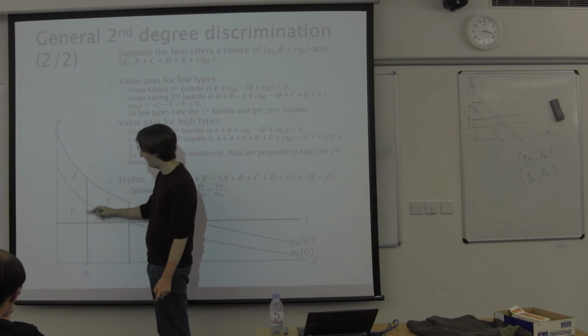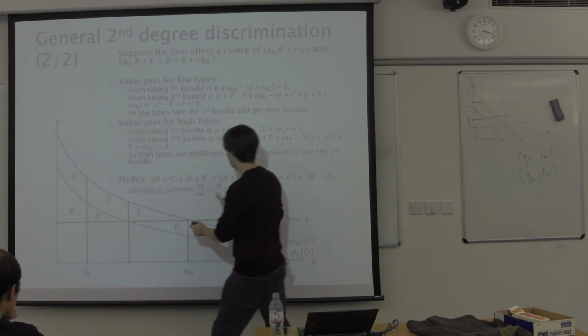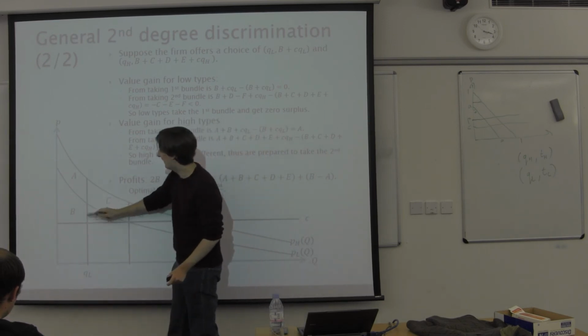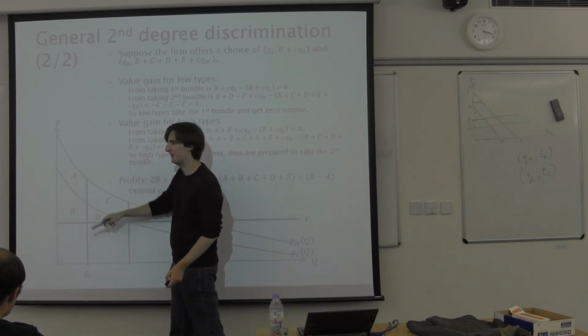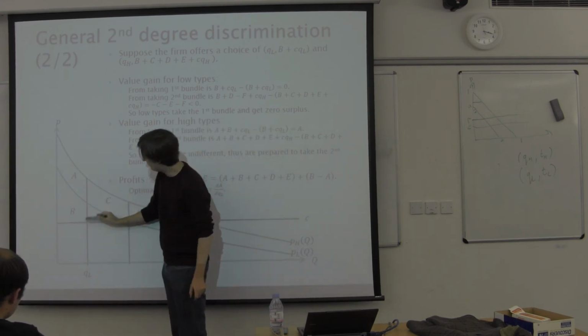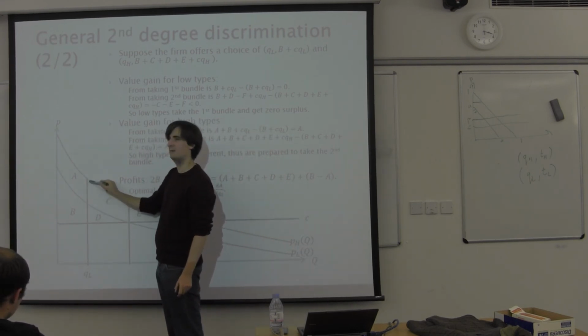So it's just going to be this line. All this condition is saying is that dB/dQL is just this line, and dA/dQL is this line. So an optimum QL should be chosen such that this line is the same length as this line.